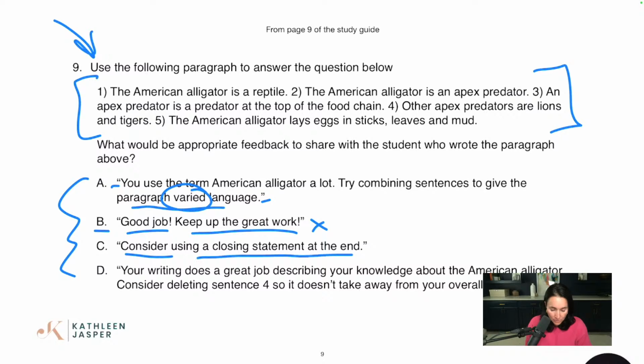C, consider using a closing statement at the end. All right, C is specific, but it's all negative. Let's have a look at D. Your writing does a great job describing your knowledge about the American alligator.